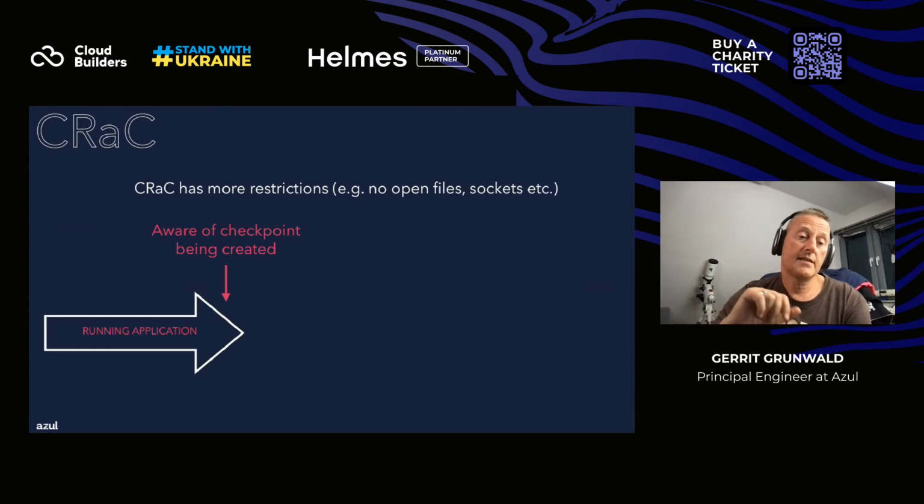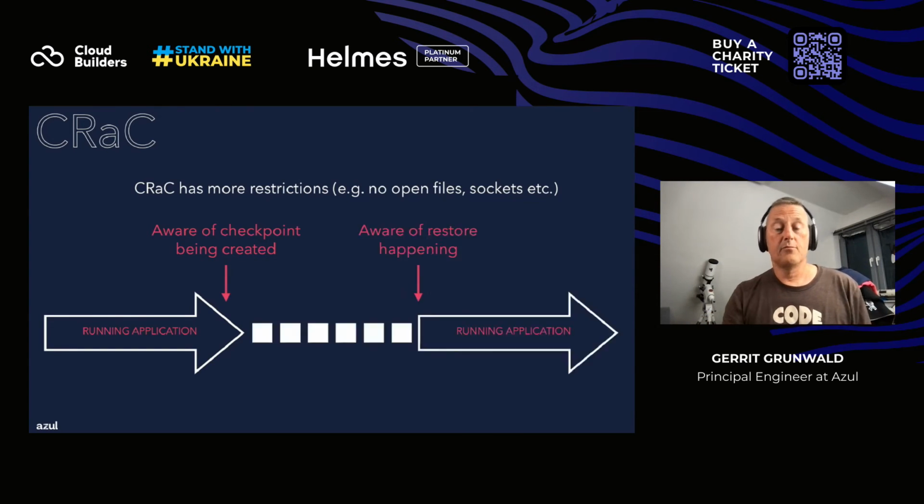So I already told you that using CRaC means the application needs to be aware of being checkpointed, and when you restore it, it also needs to know, oh, you have been restored, right? To make sure that you can close files, close sockets, close database connections, and re-establish them after the restoring.